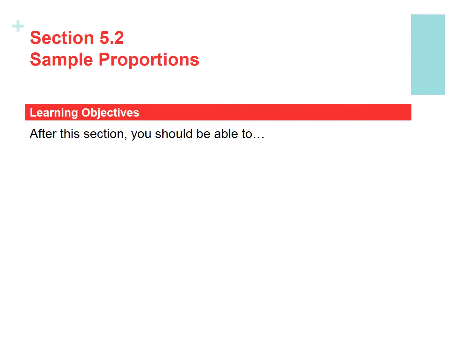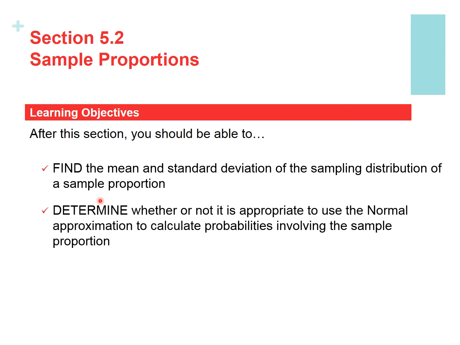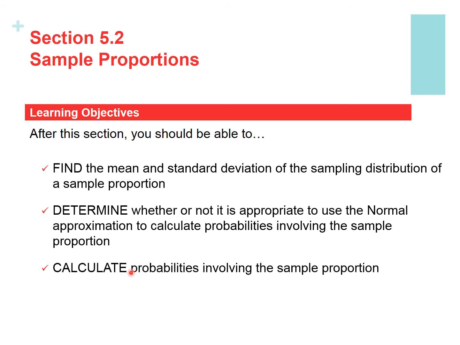All right, so after this section, you should be able to find the mean and standard deviation for the sampling distribution of a sample proportion. Okay, and we're going to go over specifically what a sampling distribution of a sample proportion looks like. Determine whether or not it's appropriate to use the normal approximation to calculate probabilities involving the sample proportion. And finally, we're going to calculate probabilities involving the sample proportion from the sampling distribution.